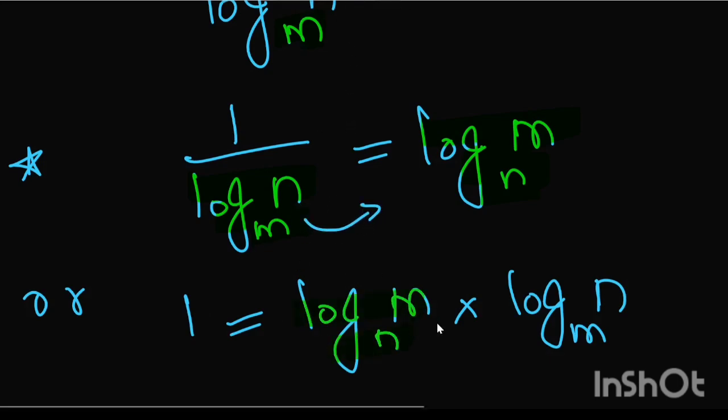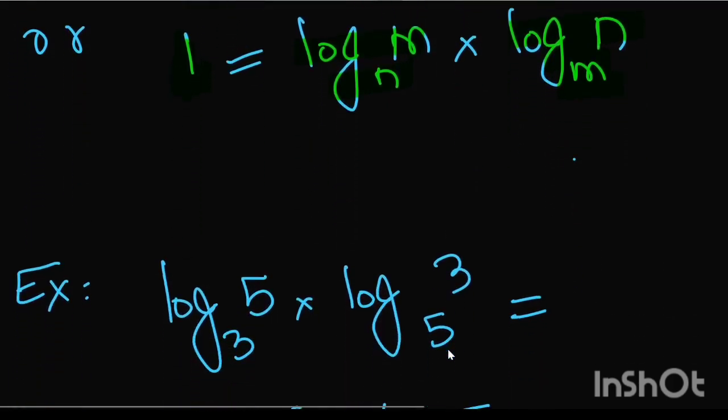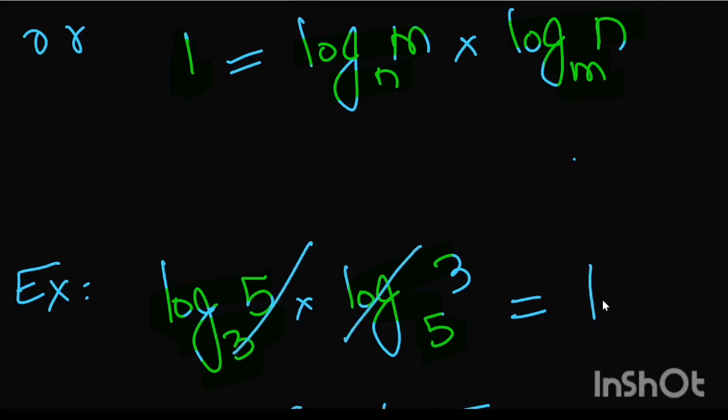And in the next step, you can also view it like this: if two logarithms log m base n and log n base m are multiplied, the answer is 1 if their base and argument are interchanged. For example, if I ask you log 5 base 3 into log 3 base 5, since base and argument are interchanged, directly we can say that it is 1.